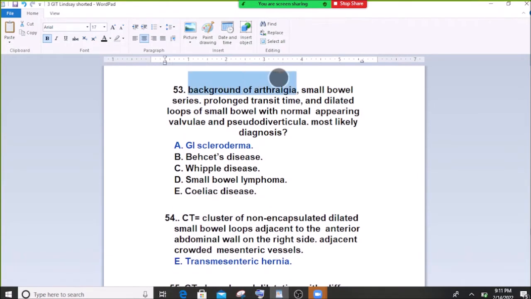53. Background arthralgia. Small bowel series shows prolonged transit time and dilated loops of small bowel with normal-appearing valvulae and posterior diverticula, diagnosed as GI scleroderma. No other option makes any sense. So the patient has arthralgia, prolonged transit time, dilated loops of small bowel, normal valvulae and posterior diverticula, diagnosed as GI scleroderma. These all make no sense.